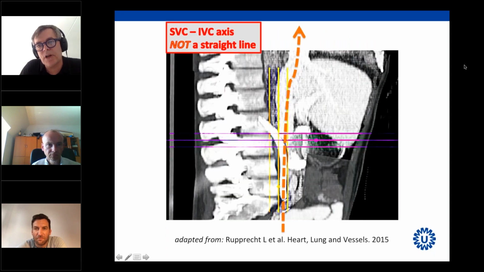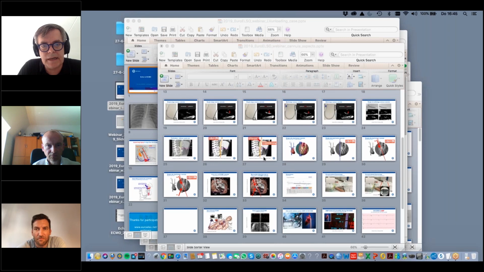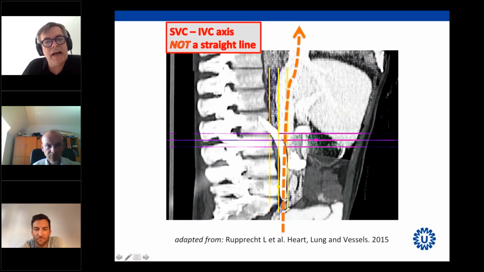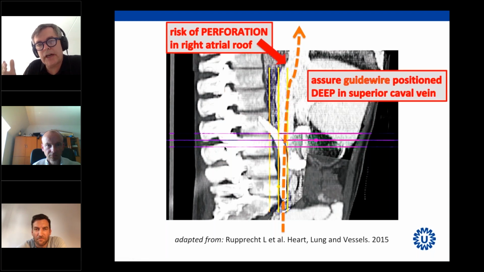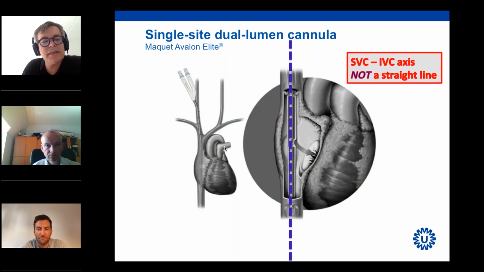And in terms of anatomy, it's important to realize that the SVC, IVC axis is not a straight line, as you can see here. So you should ensure that the guide wire is really high up in the superior vena cava if you advance the cannula from the femoral vein. The same holds for the single-site lumen cannula. This is the ideal anatomy, but it is not a straight line.